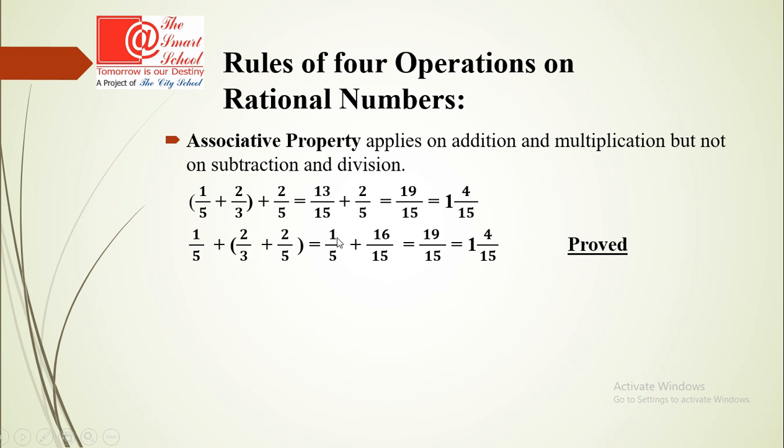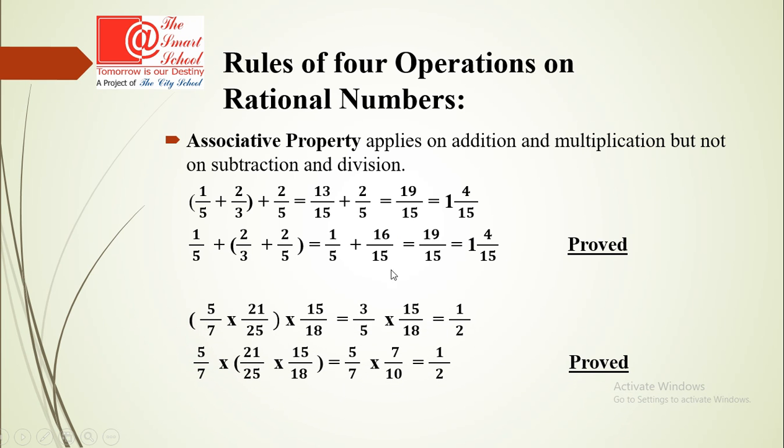And if we change the association, 1 over 5 plus 2 over 3 inside the bracket, plus 2 over 5. The answer is 1 over 5 plus 16 over 15 and the ultimate answer is same as the previous one, 1 whole 4 over 15. So it is proved that associative property applies on rational numbers.